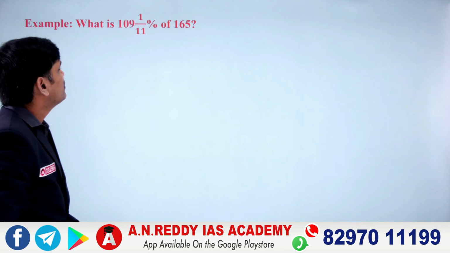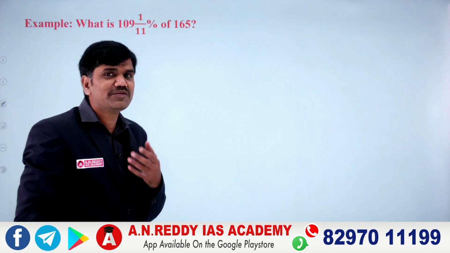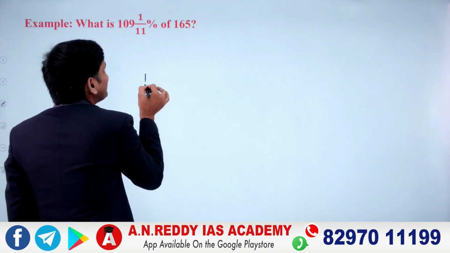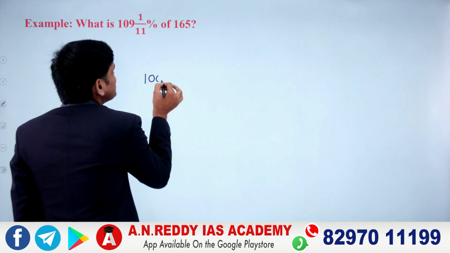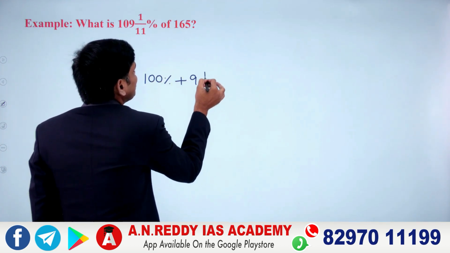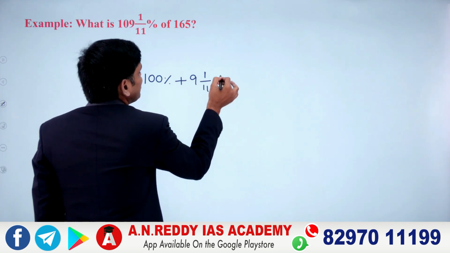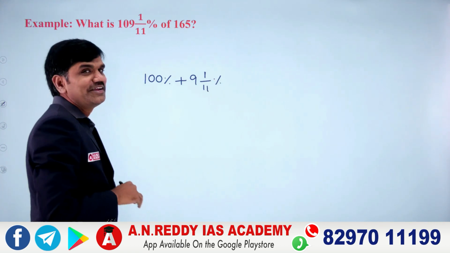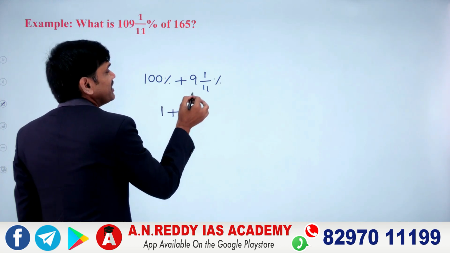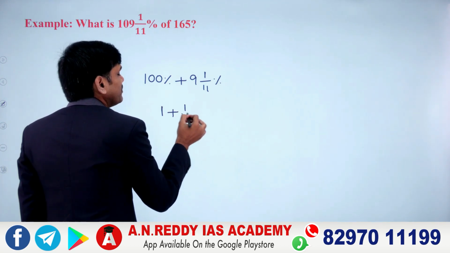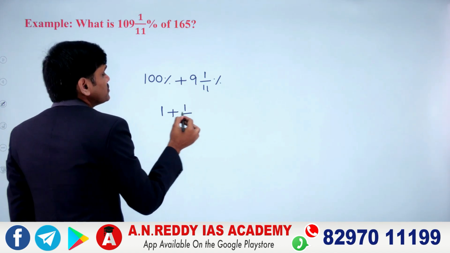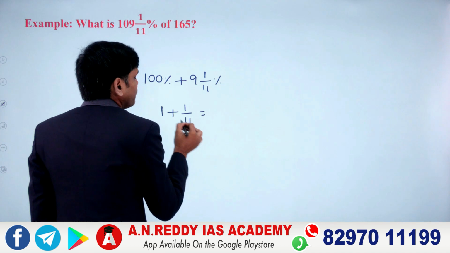Next, 109 1 by 11%. I don't know this directly, but I can think of it this way. 109 1 by 11% means I can think of it as 100% plus 9 1 by 11%. Then it will become easy. 100% is nothing but 1 time, plus 9 1 by 11% is nothing but 1 by 11. Ninth table means that is 1 by 11 equivalent, I told you. So this will become equal to how much, dear?